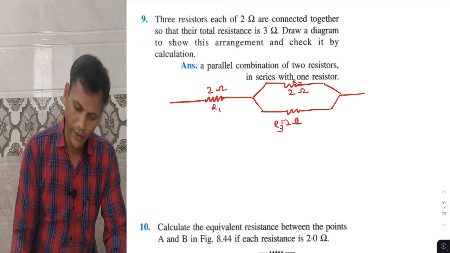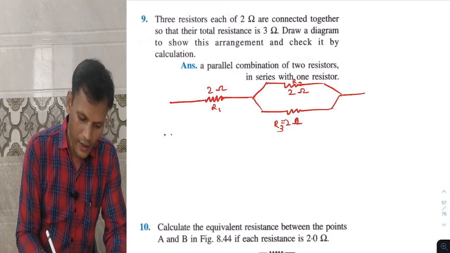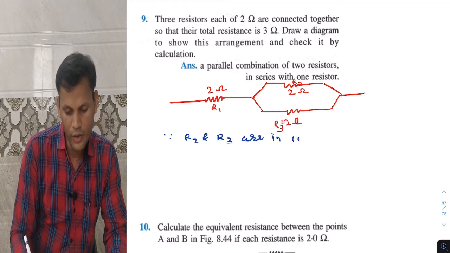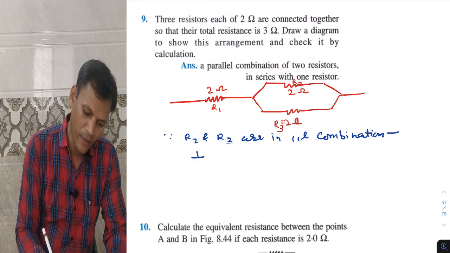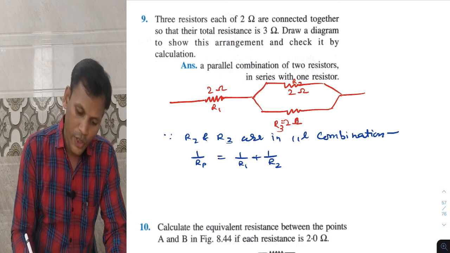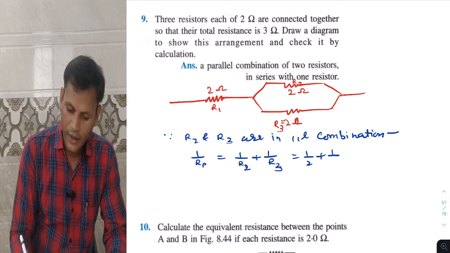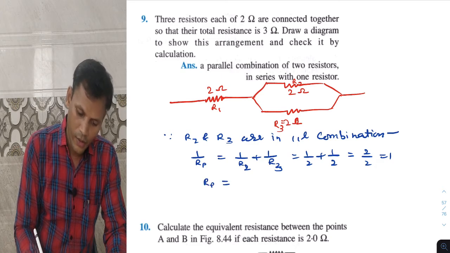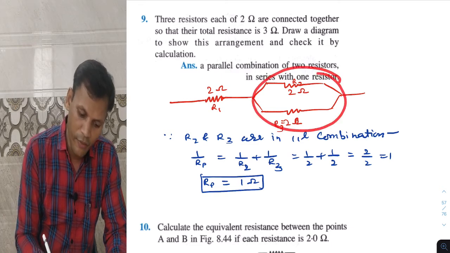So when I say R2 and R3, since R2 and R3 are in parallel combination, we know 1 upon Rp is equal to 1 upon R2 plus 1 upon R3. So it is 1 by 2 plus 1 by 2, which is 2 by 2, that will be 1. So Rp becomes 1 ohm. Now I can say that this entire combination becomes 1 ohm, and this is 2 ohm.